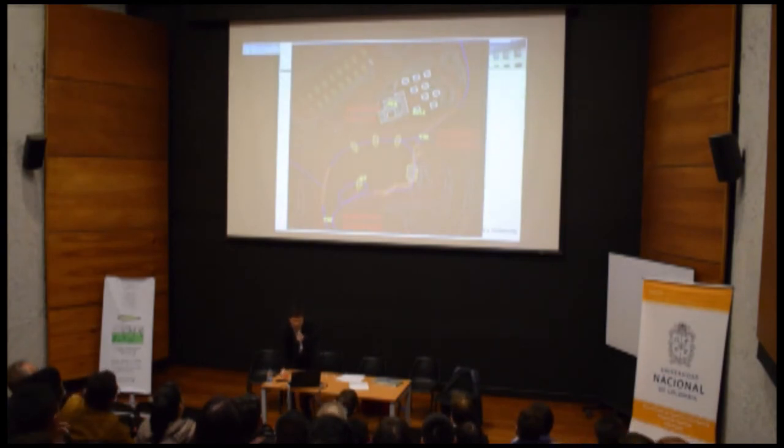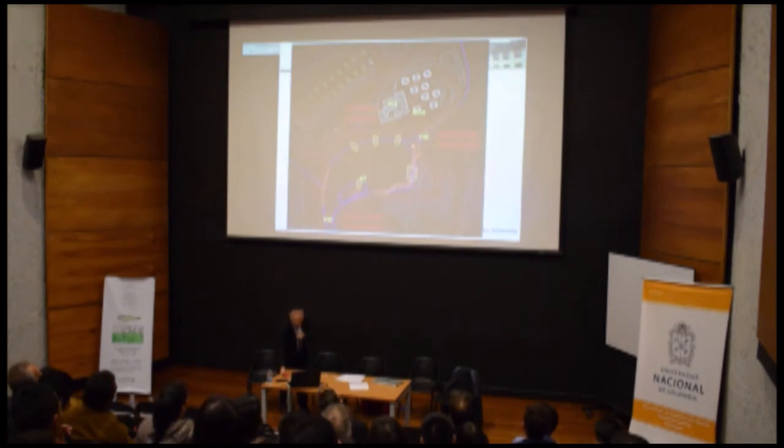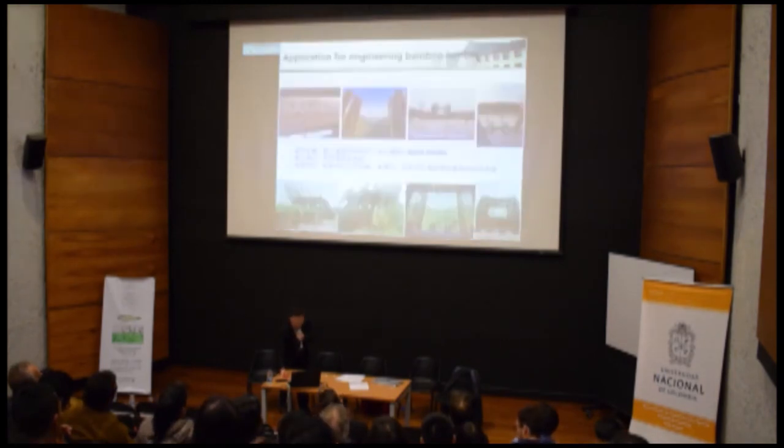So besides these buildings, we also plan to set up two main bridges. This one we call the landscape footbridge. That's mainly for walking, not for buses or cars, only for people walking through this bridge. So there are two main bridges that will be set up in the coming years.